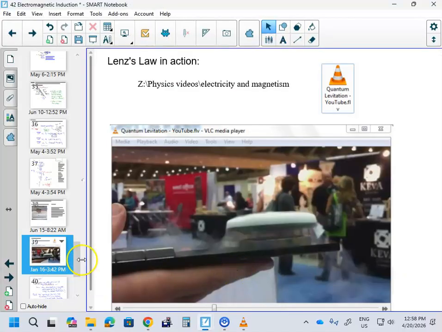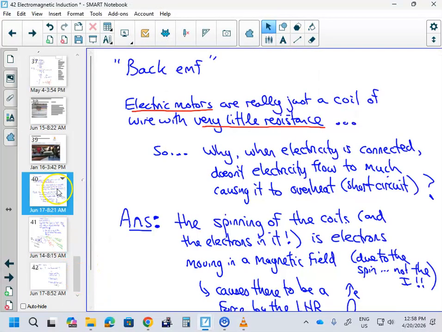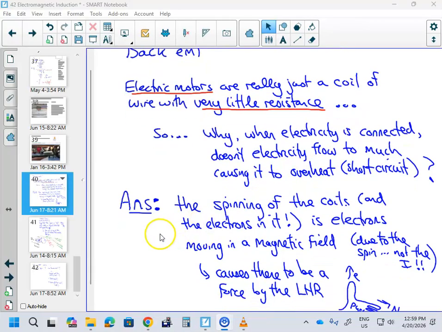But yeah, so electromagnetic induction is making that happen. And then the other thing that I'm going to tell you about to help save electric motors in your life is the idea of back voltage, or back EMF. Electric motors, you've noticed, are really just a big coil of wire, right? Very little resistance in that. So if electricity is connected, why isn't it a short circuit? Why don't electrons flow like crazy and cause a short circuit?